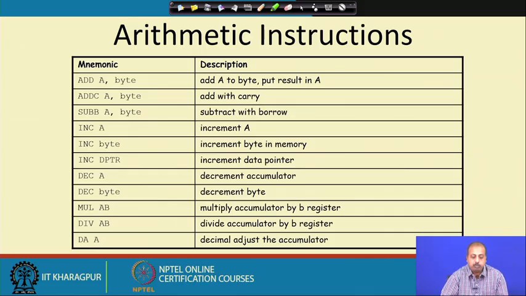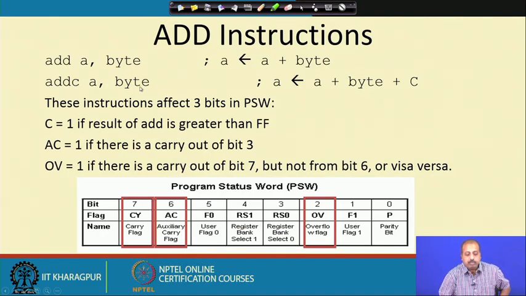Then subtract with borrow, SUBB. So, this way we can have a number of such instructions. We will see some of them, like ADD A comma byte, A gets A plus byte, and ADDC A comma byte, A gets A plus byte plus C.